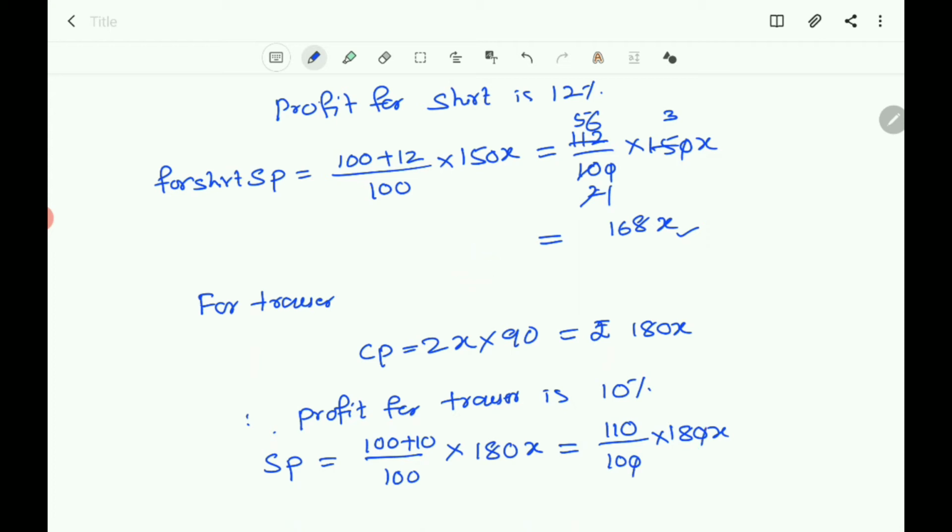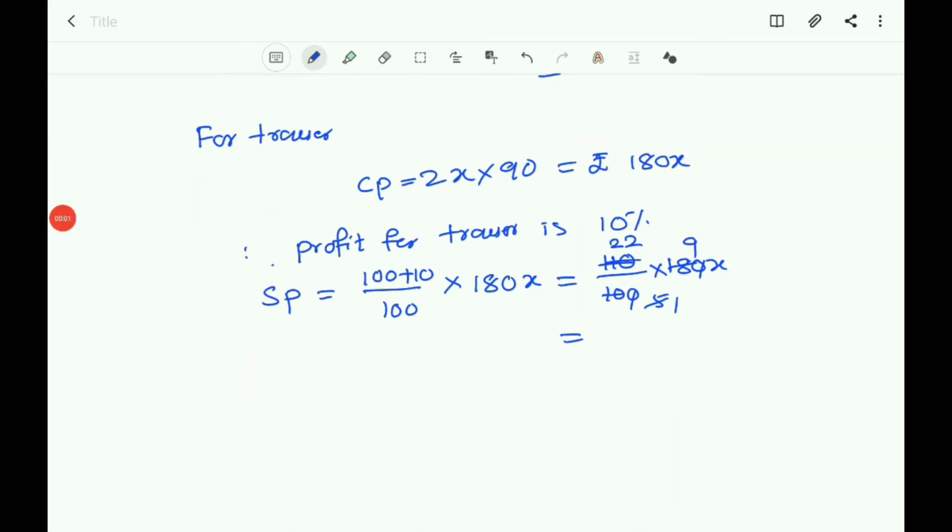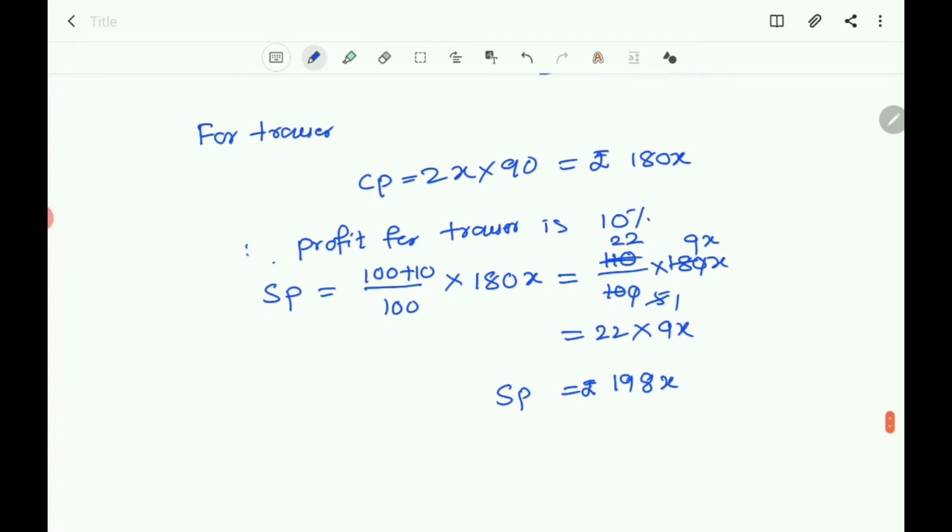So here the zeros cancel. Then you will get 22 into 9x, so SP is equal to 22 nines are 198x. The SP of trouser is 198x rupees.